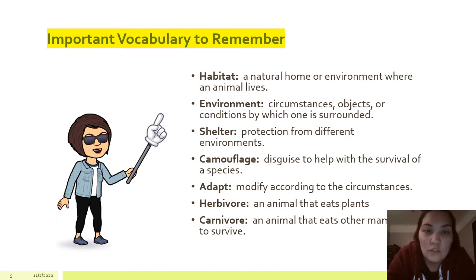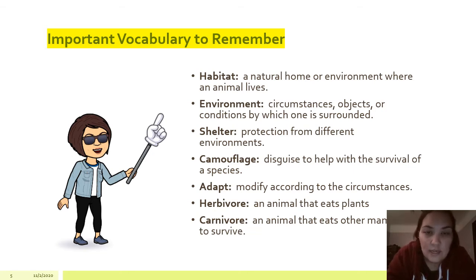Okay, so we're going to move on to an environment. We've talked about environment before, so we're going to touch on it a little bit again. It's circumstances, objects, or conditions by which one is surrounded. I talked a little bit about weather. That's one of the circumstances. A house is our shelter. That's the environment that we live in. What else is nearby? Right? Are there oceans nearby to get food, like fish? Those are kinds of things that we have to take into consideration. Animals also have that same thing they have to consider.